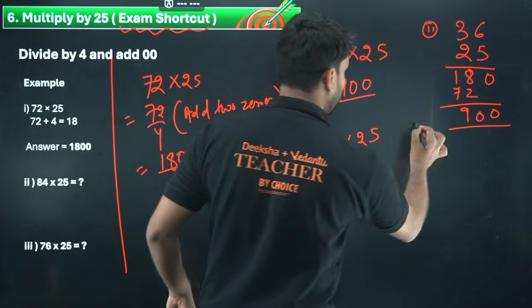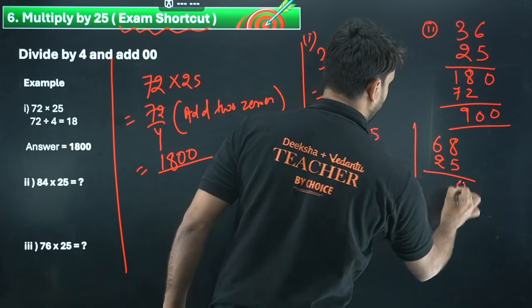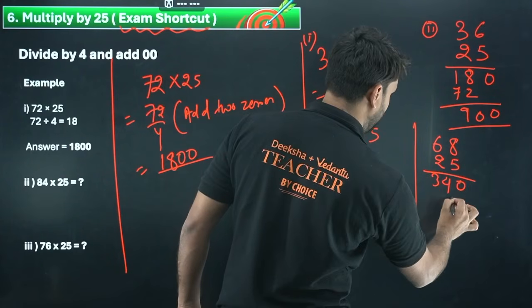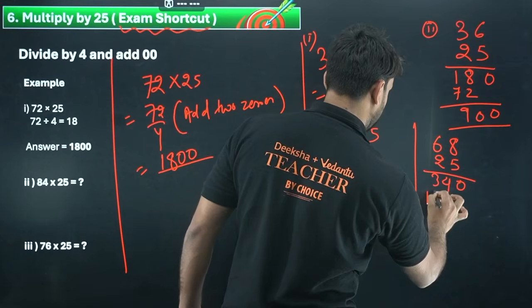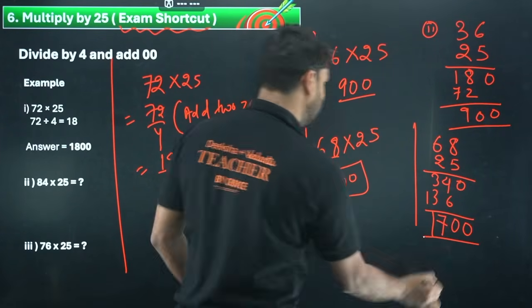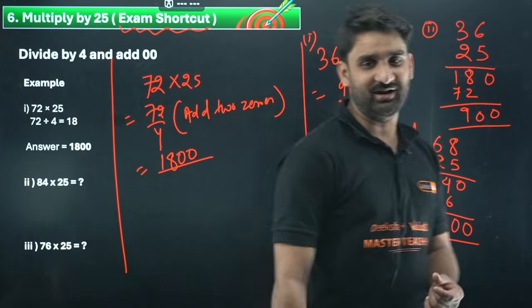So if we verify this by the long multiplication method, 8 fives are 40, carry 0; 6 fives are 30 and 34 will be there; 8 twos are 16, carry 1; 6 twos are 12 and 13 will be there, 0, 0. Wow, same result is there. This is a magical trick, my dear, this is a magical trick.